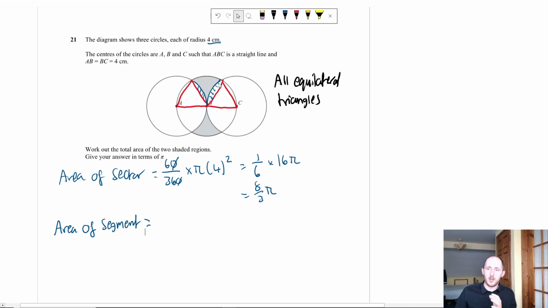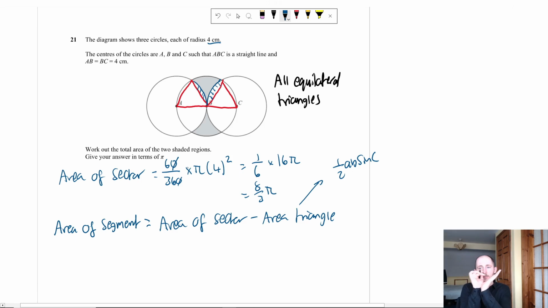Well, it's the area of the sector minus the area of the triangle. Okay? So the area of the sector is going to be actually the same as this, 8 over 3 pi, but I'll show you why. And the area of a triangle is a half AB sine C, where A and B are 2 lengths and C is the angle between them. And if you notice, this angle here is also 60 degrees, and of course the lengths are both 4.